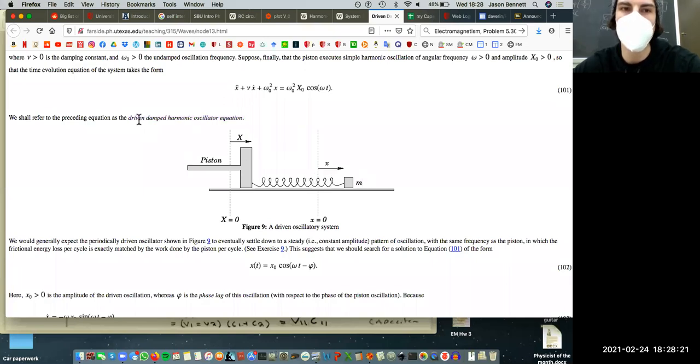So this is called a driven, hence the piston, moving back and forth and making the spring move, damped, which means it's subject to some friction or air resistance that makes the mass move less than it could, harmonic oscillator, which is just the spring. There's a super deep connection between an RC circuit and a damped harmonic oscillator.